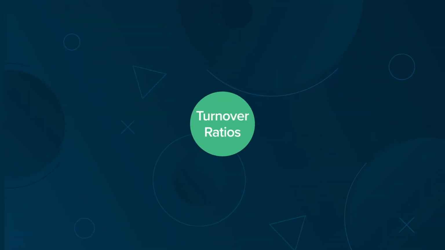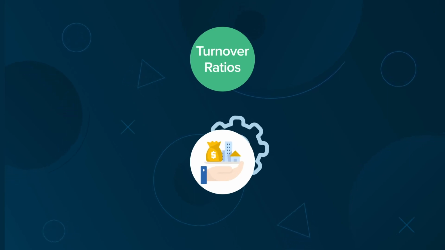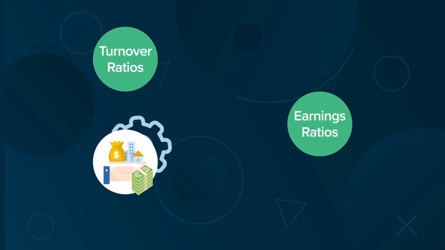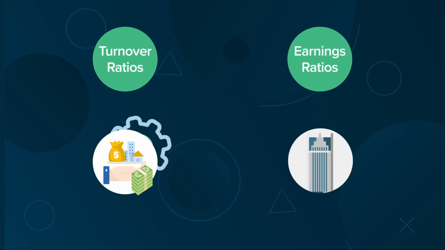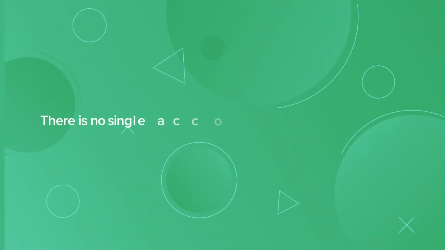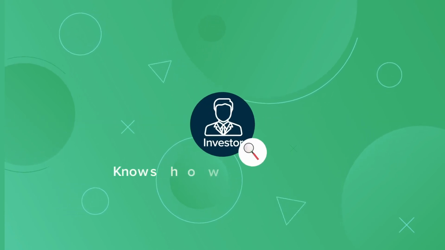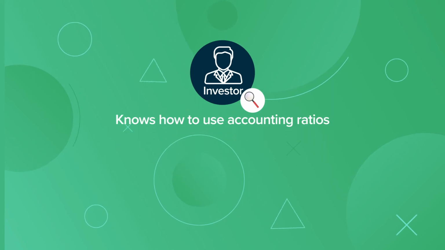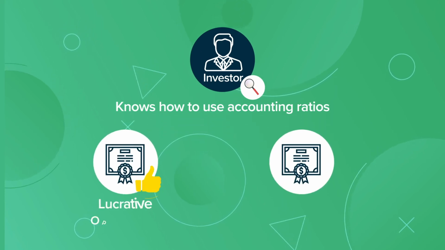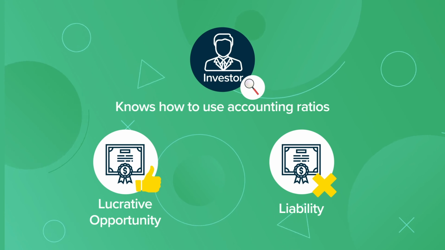Some others include turnover ratios, which measure how efficiently assets of a company are used to generate revenue, and earnings ratios, which measure returns that the company generates for its shareholders. There is no single accounting ratio which tells the whole story. A savvy investor knows how to use accounting ratios to determine whether a stock presents a lucrative opportunity or perhaps a liability that other investors have yet to realize.